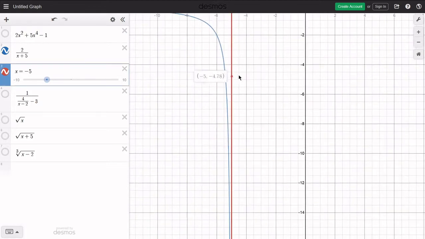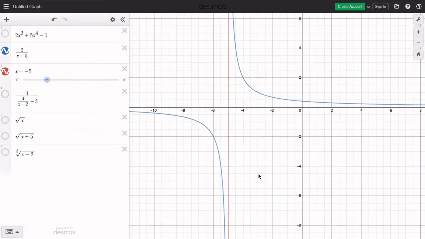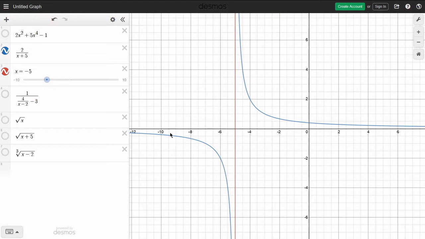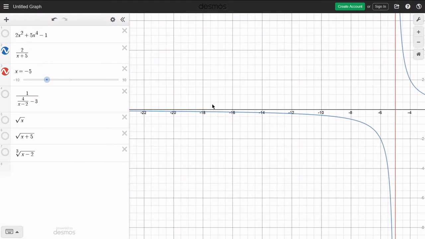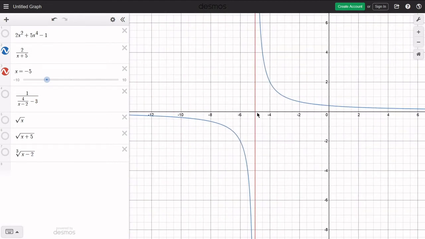And the same thing is true for this bottom part. So this function, you can definitely see how it goes from negative infinity all the way on up until this point right here.